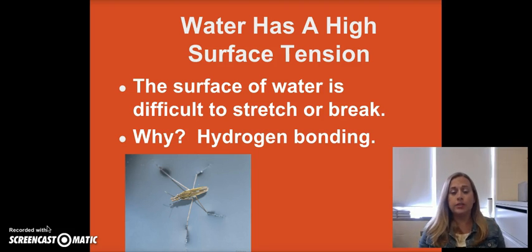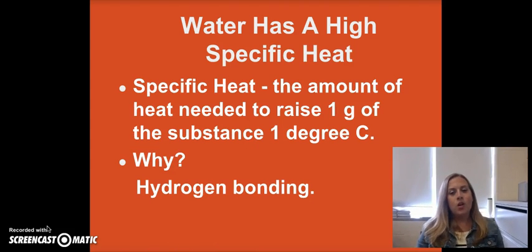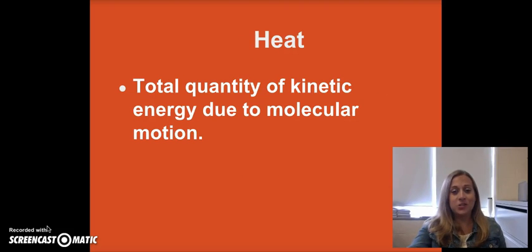Water also has high surface tension, and what that means is that the surface of water is really difficult to break or stretch. You can see in this picture a really good example, when insects can walk on water. And again, this is due to hydrogen bonding. Water also has a high specific heat, and specific heat is the amount of heat that's needed to raise 1 gram of a substance by 1 degree Celsius. And again, it's because of hydrogen bonding.